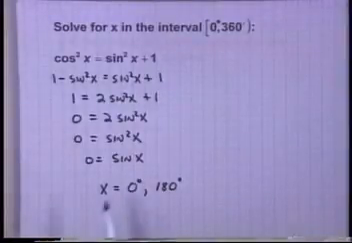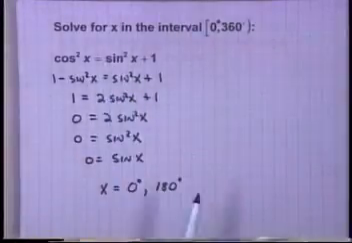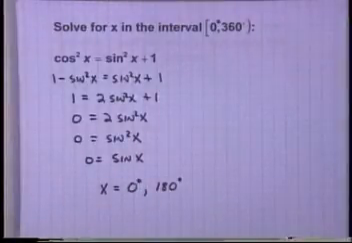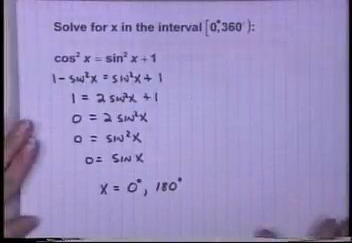Now, if you had chosen to replace this with 1 minus cosine squared x, you should end up with these very same solutions. Your equation would look a little different, but you will get the very same answers at the end. So we're looking for an identity so we can get one trig function here.